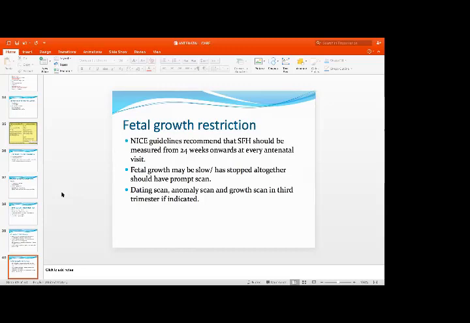So, dating scan and anomaly scan. The dating scan, as I already told you, is done in the first trimester at 11 to 13 weeks, and the anomaly scan is done at 20 to 22 weeks. They are recommended scans. They must be done. And the third scan, the growth scan in the third trimester, is optional. It is only indicated if there is any suspicion of fetal growth restriction. Then we will do a third scan. Otherwise, the recommended scans are only dating and anomaly. So a growth scan is only needed if we have any suspicion about the growth of the baby.